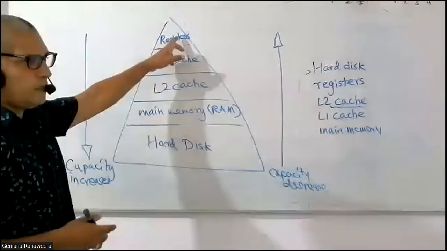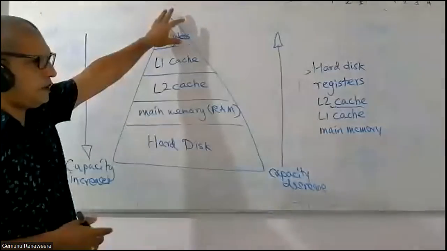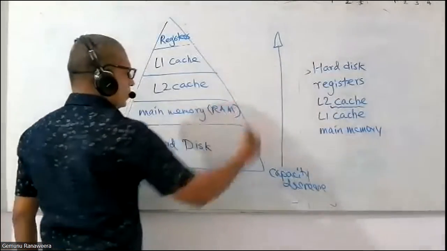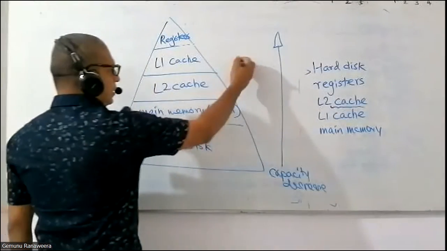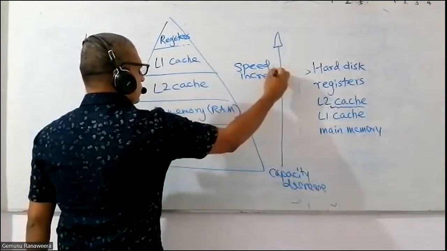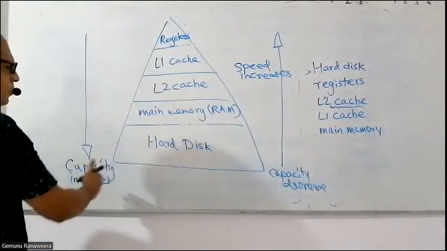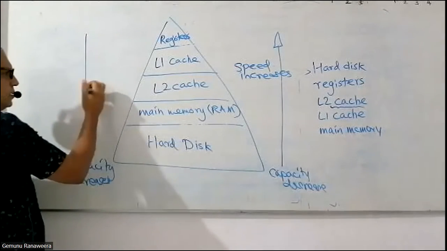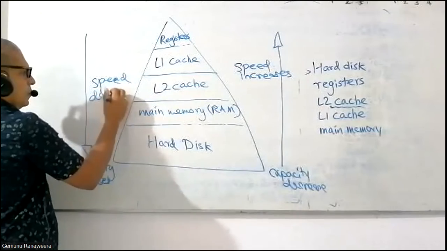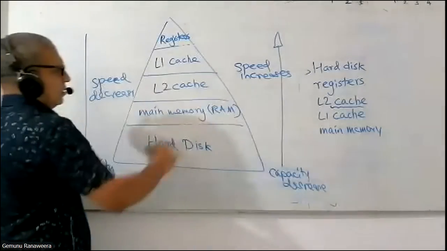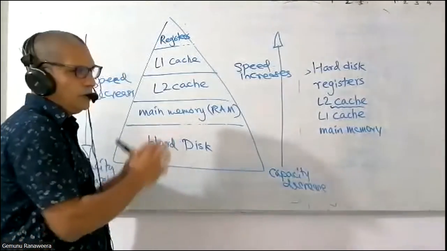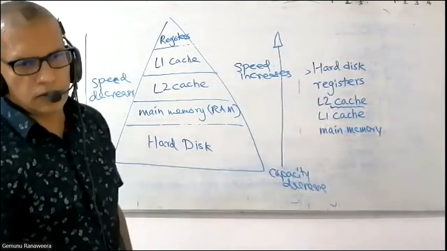Here on the top it is fast, because these are the memories which are very close to the CPU. When you go up in this sketch, the speed increases. When you go from top to bottom, the speed decreases. This is what you should have in your mind before you answer this question. So we'll go to the question.